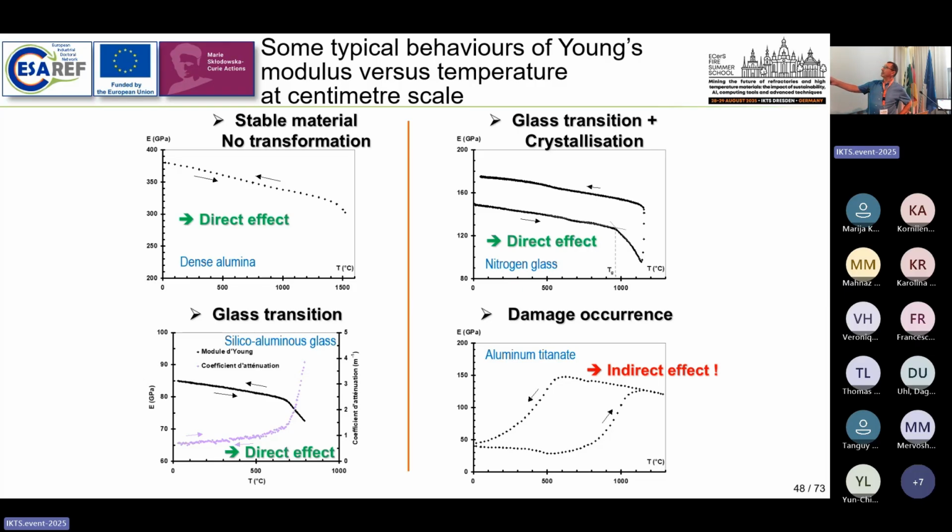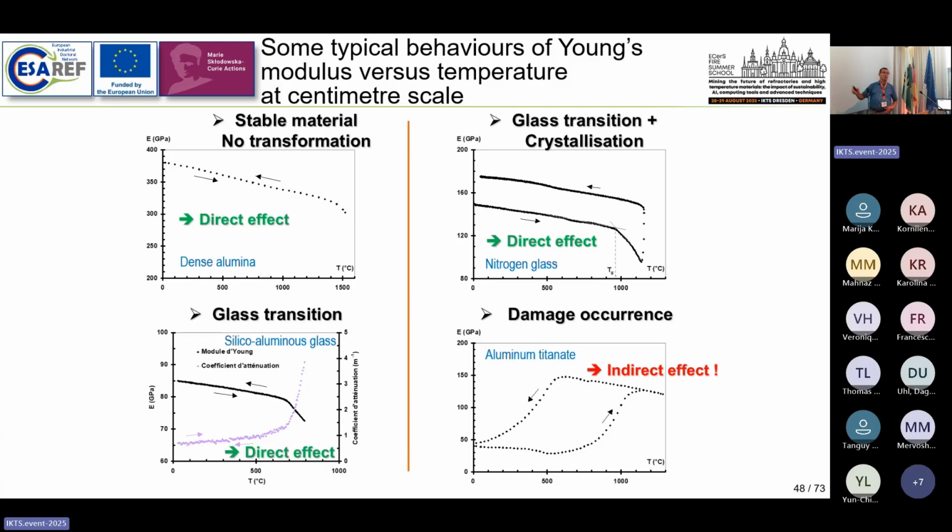If you look at glassy phase, this is a special case of glassy phase. In glassy phase, usually you have a glass transition, so you are probably very familiar with that. With the glass transition, you have a huge transition in thermal expansion, and you also have a huge transition in elastic property evolution. So this is typically the signature of a glass transition.